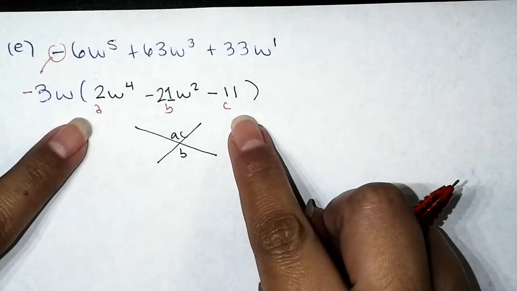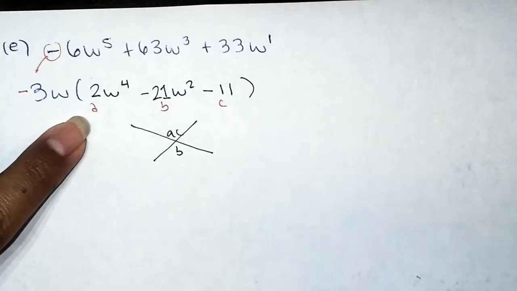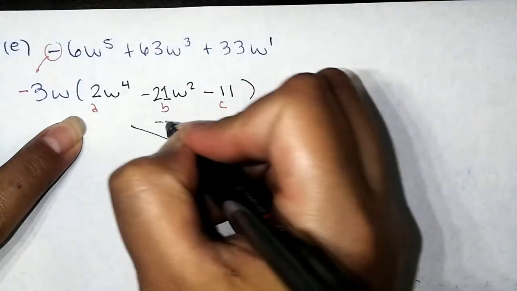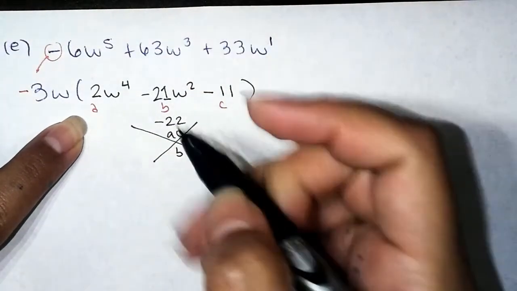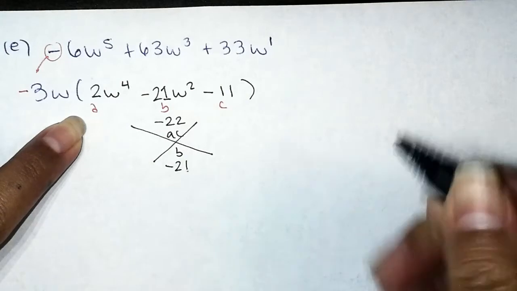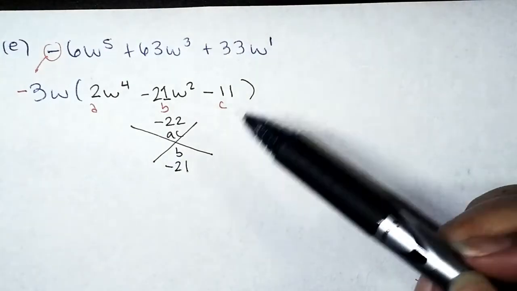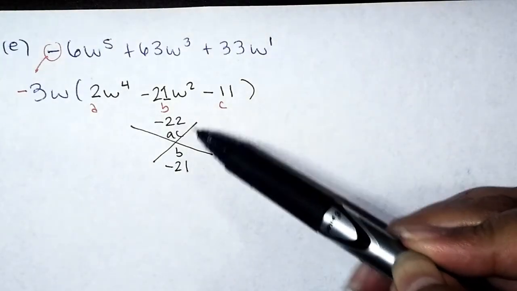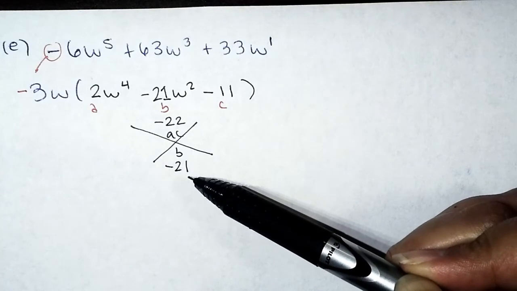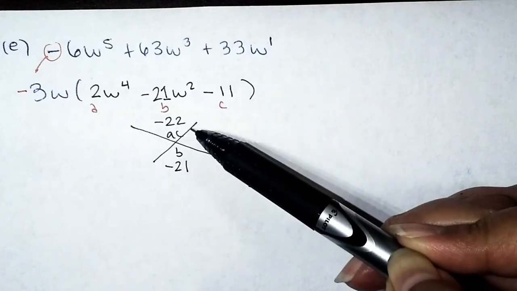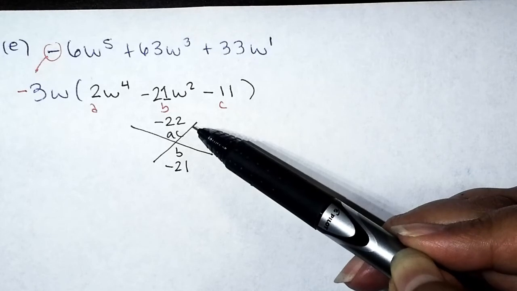Product of A and C, namely 2 and negative 11, will give us negative 22. Value of B is negative 21. So then I'm like, okay, let's find factors of negative 22 that add up to negative 21. And I think there's nothing, because when I see 22, I'm like, okay, 2 and 11.